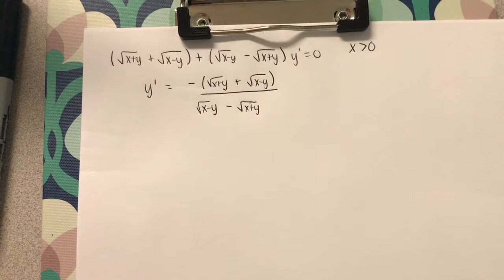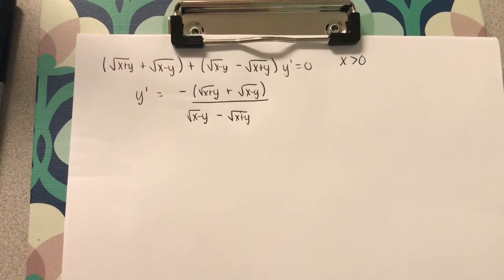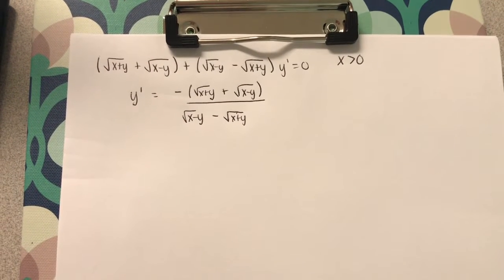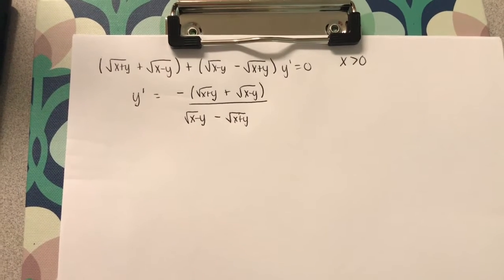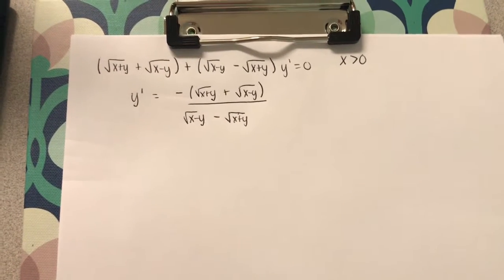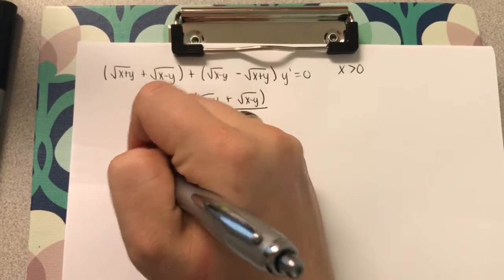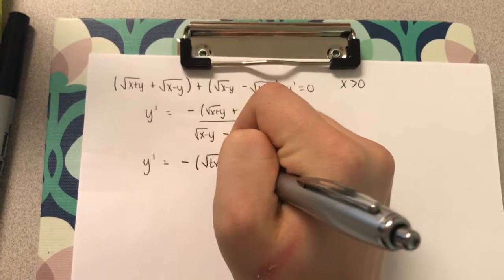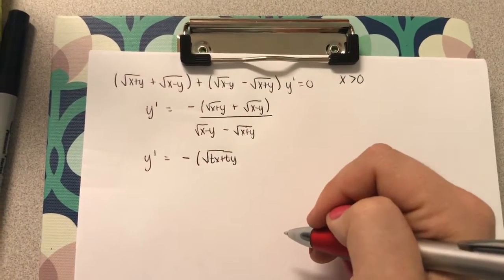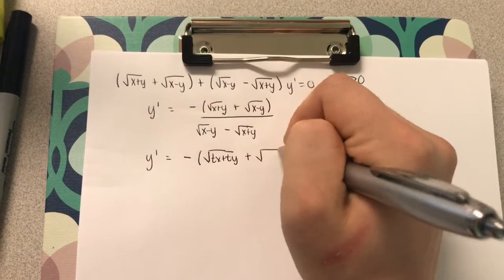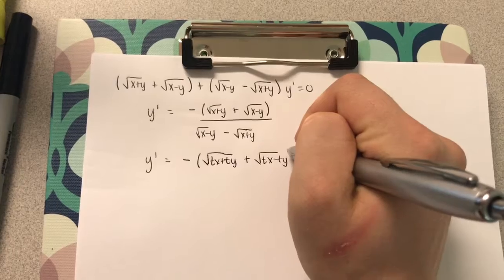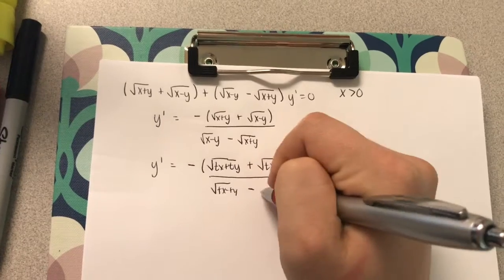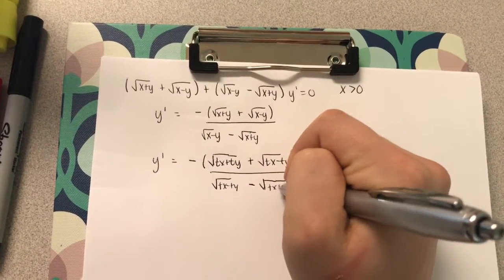Now, in order to test for homogeneity, I need to plug in t's. If they all simplify and I get back to my original equation, then I know that this differential equation is homogeneous and we can keep solving this problem. So I'm going to have y prime equals negative the quantity square root of tx plus ty, see how I plug in that t with the x's and y's, plus the square root of tx minus ty, divided by the square root of tx minus ty minus the square root of tx plus ty.